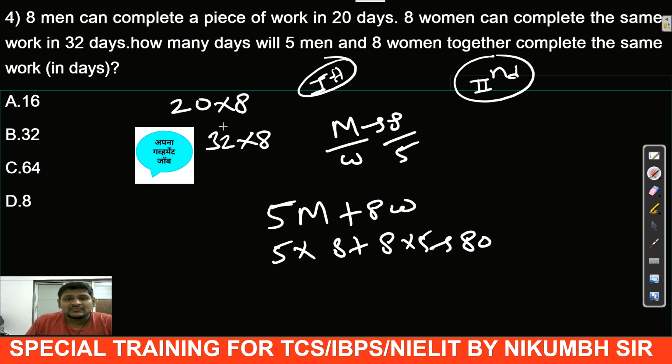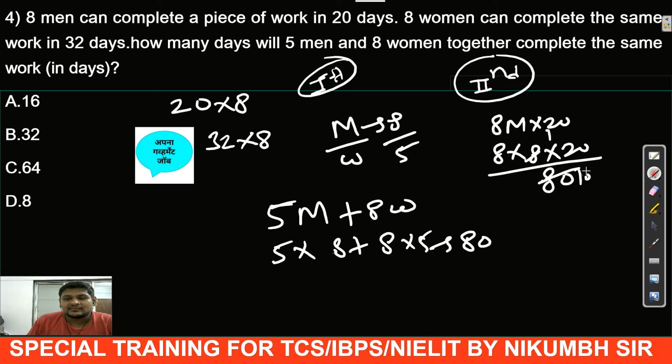What was the total work we found here for the men? We found 8 men into 20. What is the value of m? 8. So 8 into 8 into 20, divided by the men and women combined doing the work, that is 80. So what is the answer? See here, it is 16. So like this you can also do. This is the second method, and you can also do the first method. The first method will obviously save you a little time, and that little time helps you a lot.